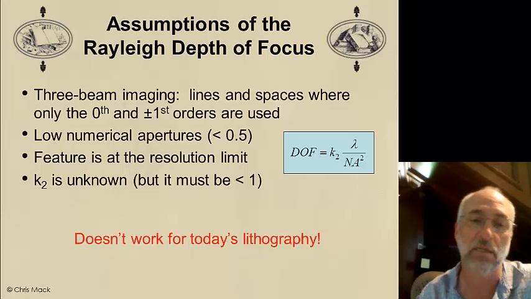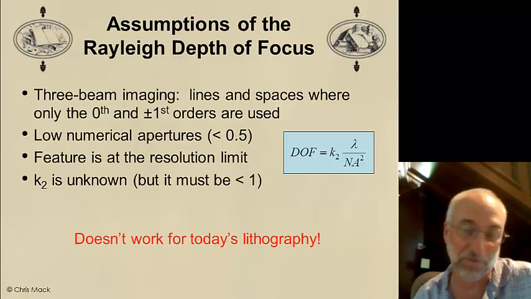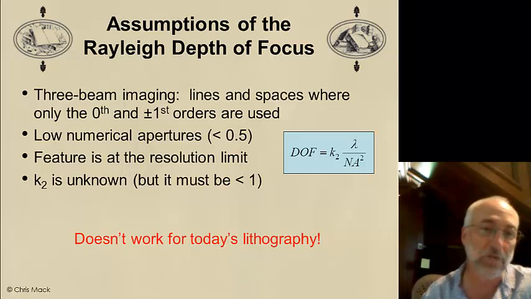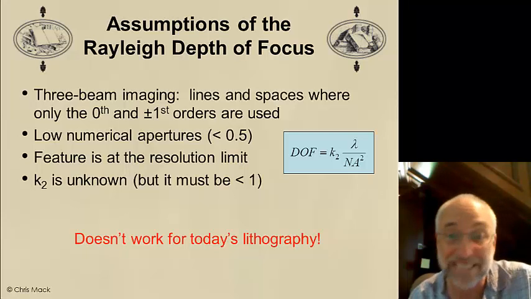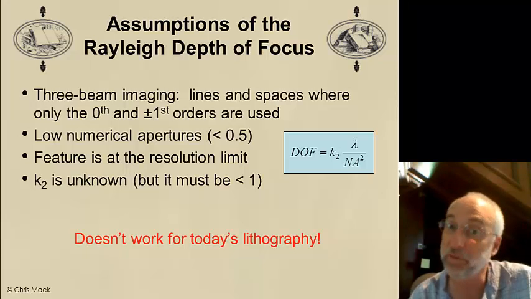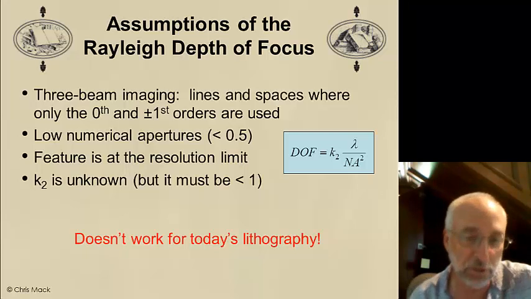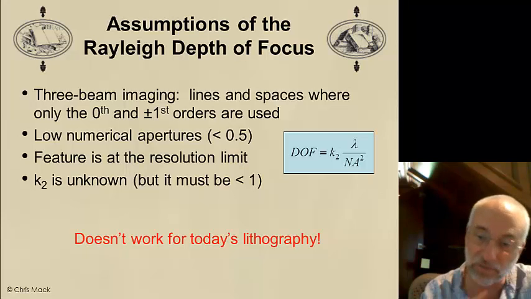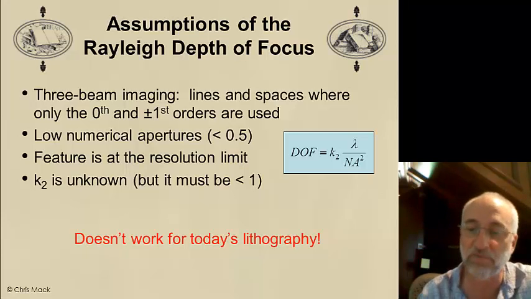And in fact, this really doesn't work for the lithography we do today. We're always at larger numerical apertures. We're often looking at features that aren't exactly at the resolution limit. Often we're using 2-beam imaging rather than 3-beam imaging. So the Rayleigh equation, as it's usually quoted, is not that useful, but it's useful for you to understand it because people still use it even if they're making a mistake.